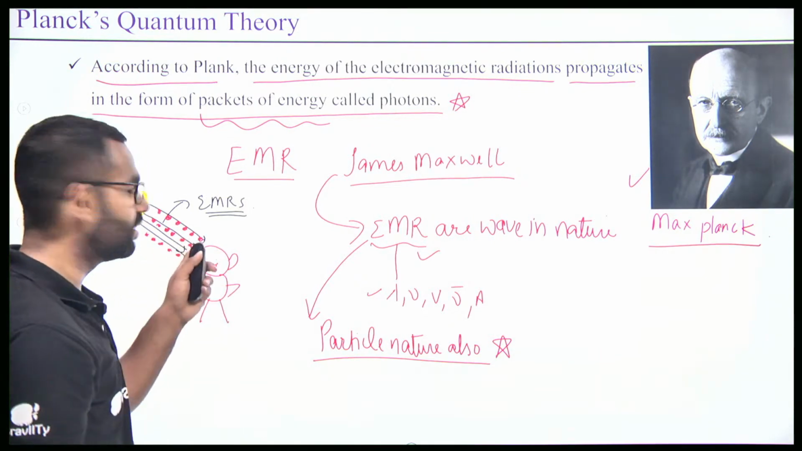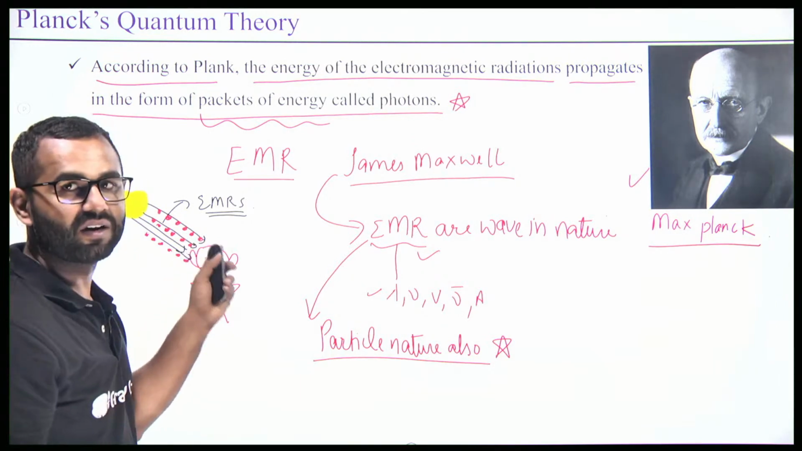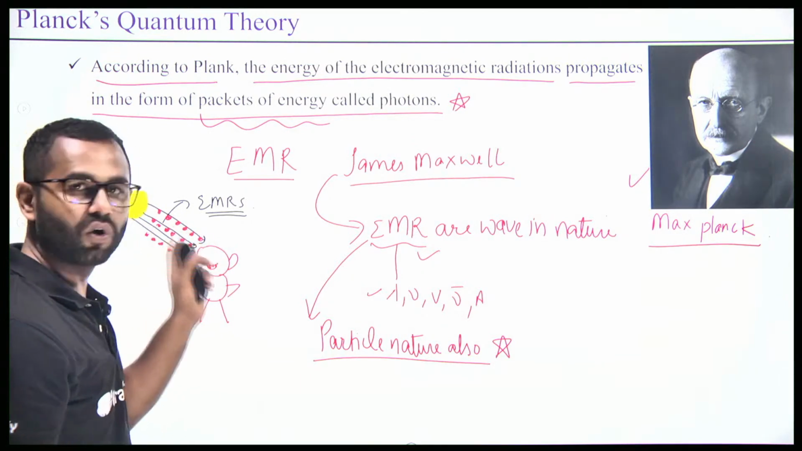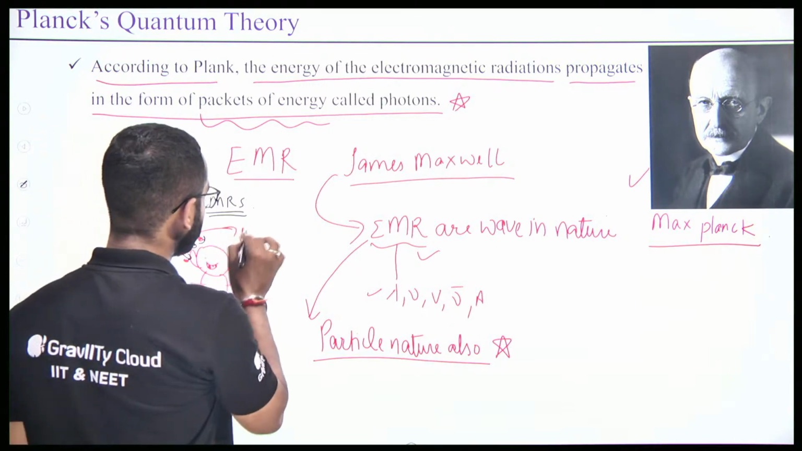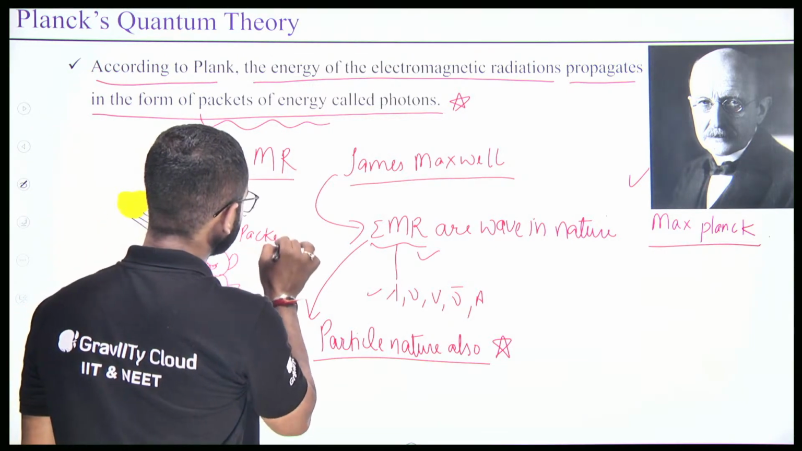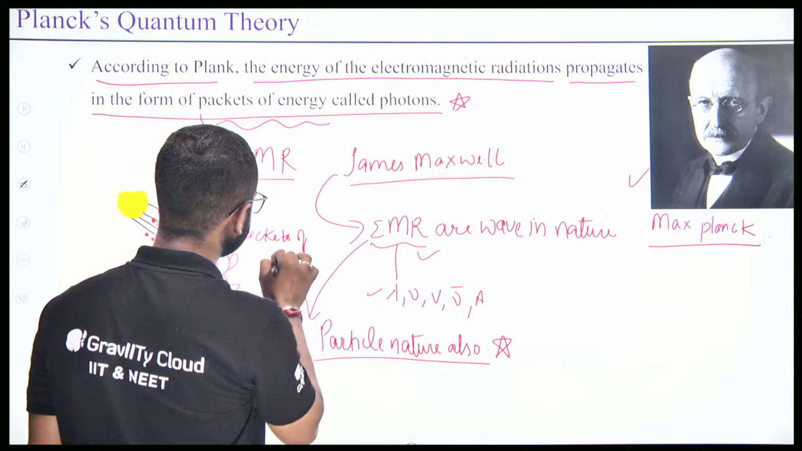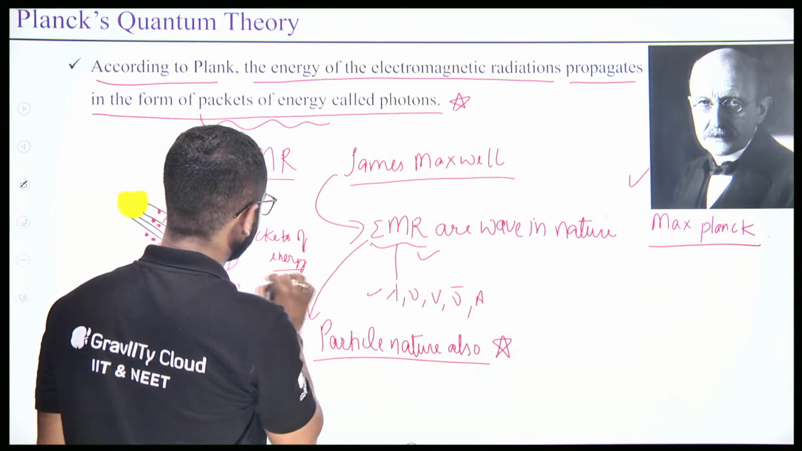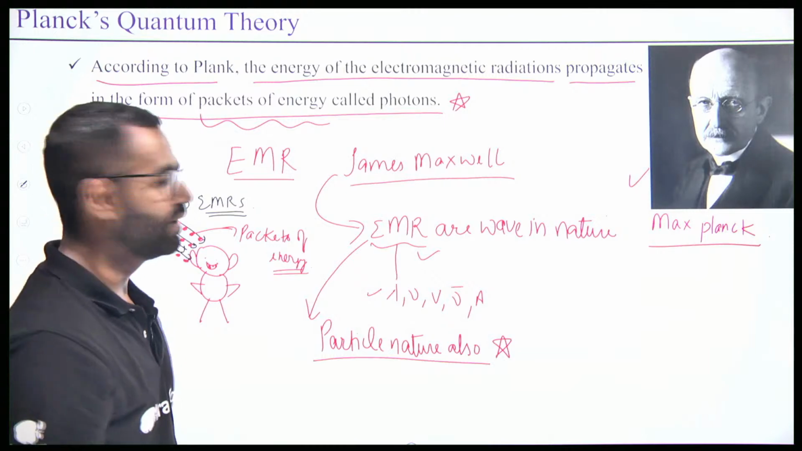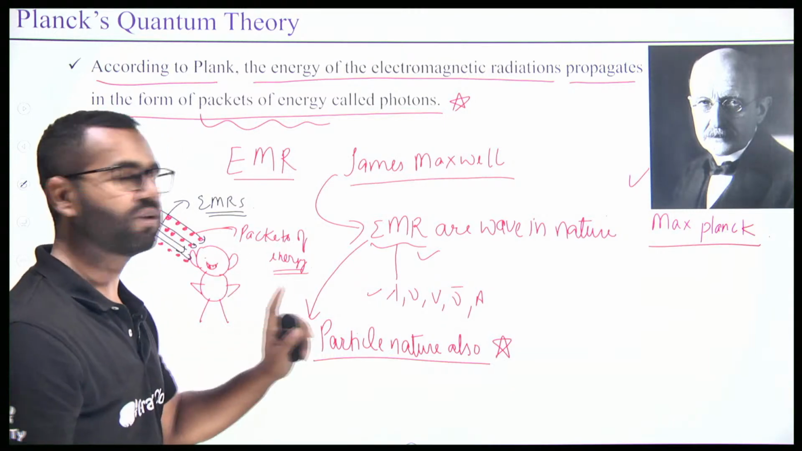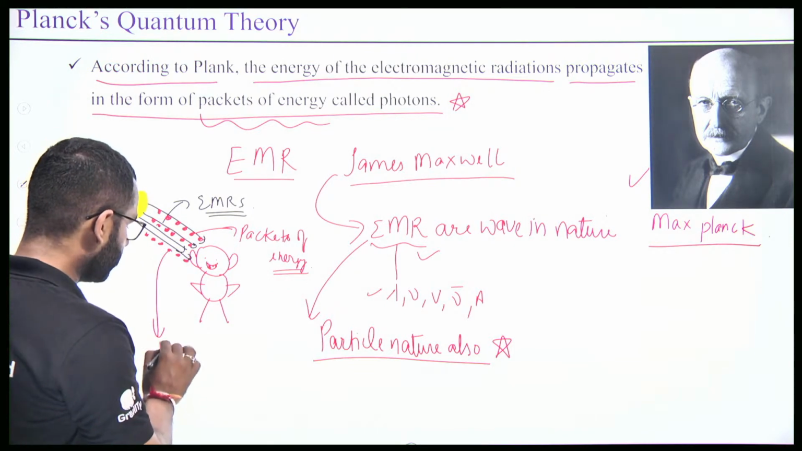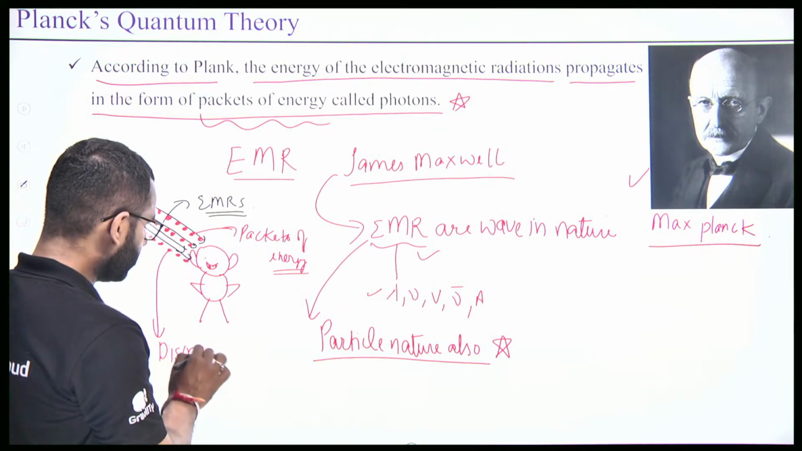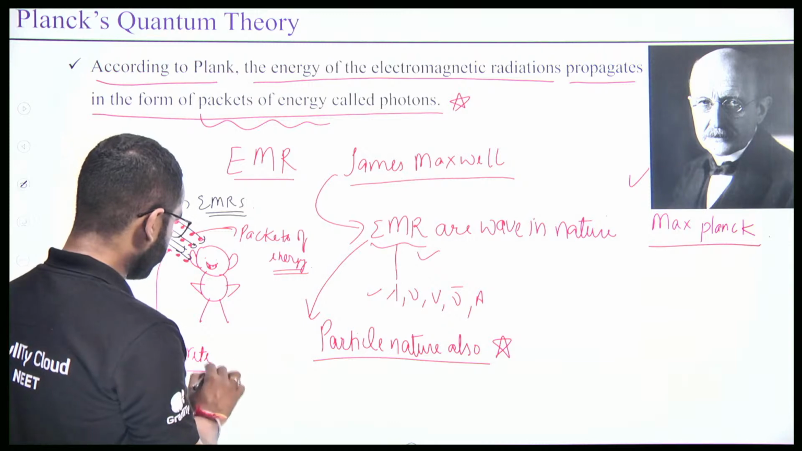Means every packet, every dot, every red dot is what? Every red dot is a packet of energy. These are the packets of energy. And these packets of energy are not continuous, they are discrete. These are the discrete form of energy.